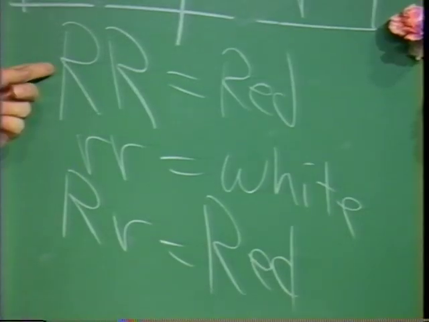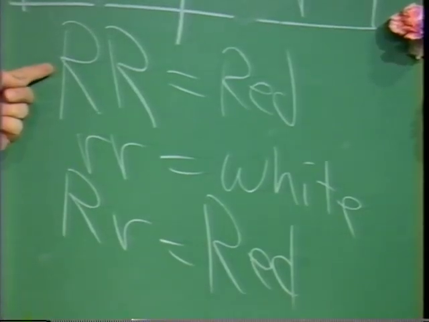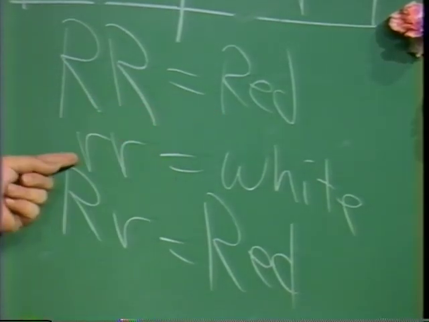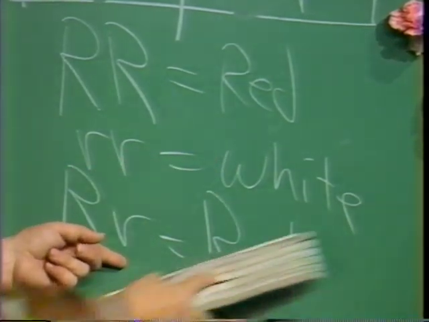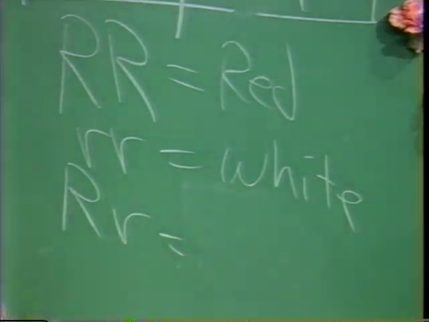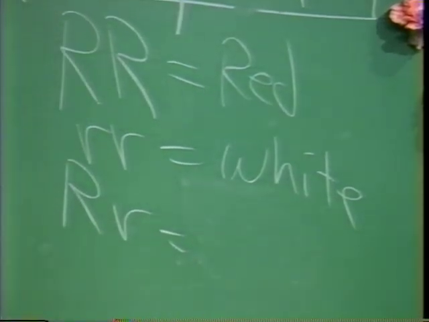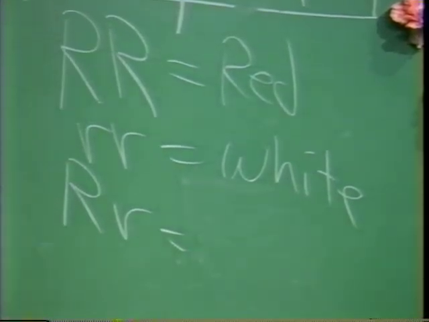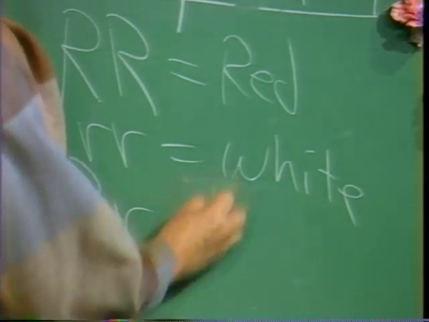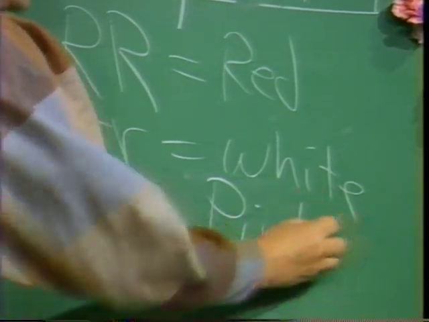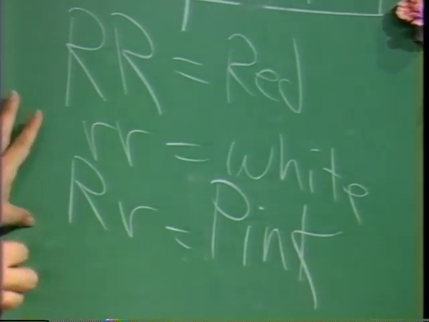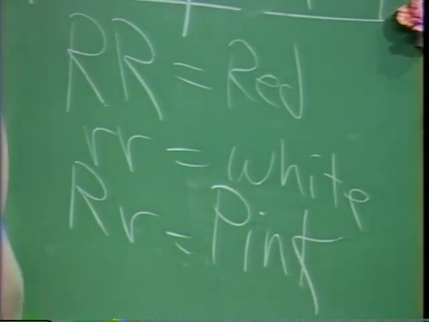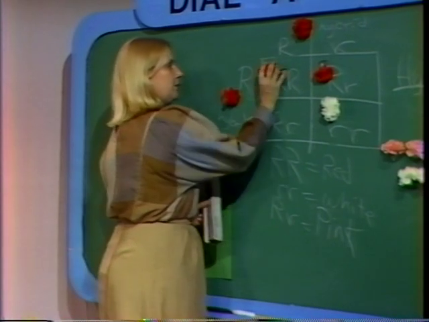All right, now, if we have 2 capital R's for some flowers, it would be red. 2 small r's, it would be white. But if we have a large R, small r, instead of being red, in incomplete dominance, what do you think it would be if we blended those 2 together? Pink. Good. That's exactly what it would be in some kinds of flowers. Different kinds of flowers have different patterns, okay? So let me set up something for you to work out, all right?